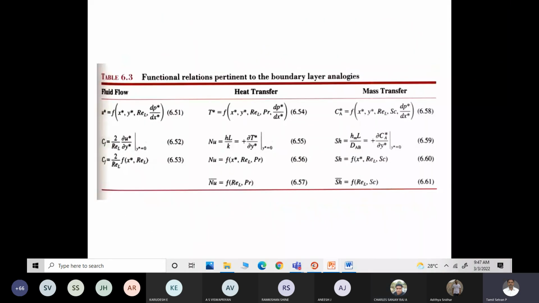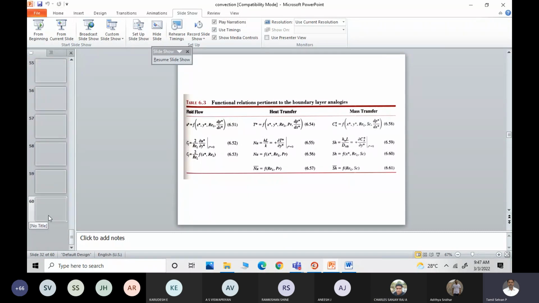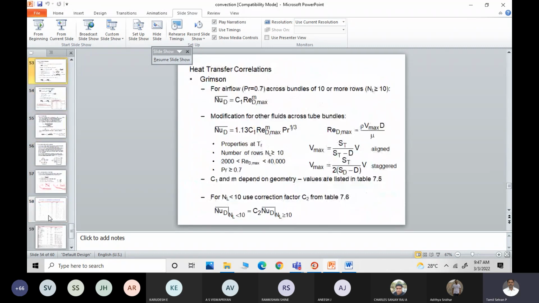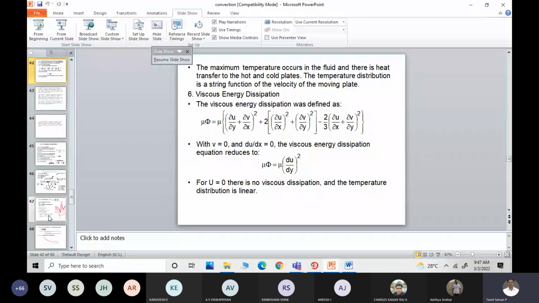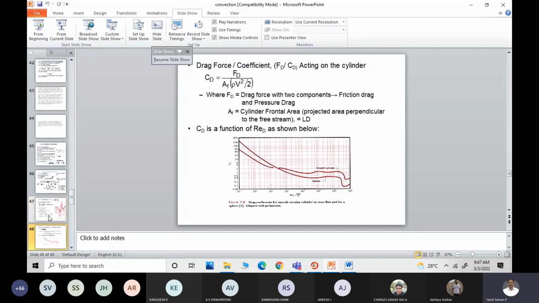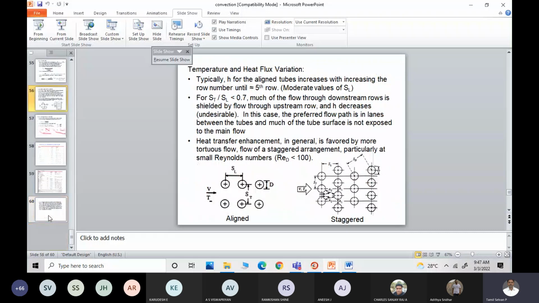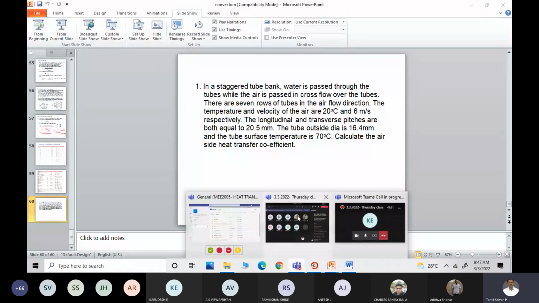Yes, sir. Okay. After this class I will upload this also, so that you can go through the slides before coming to the next class. You will be having external convection and internal convection. Forced convection: flow over flat plates, flow over cylinders, flow over spheres, and then similarly we will be discussing internal flow, and finally flow over a bank of tubes. I will be uploading this today, so that you can go through it.